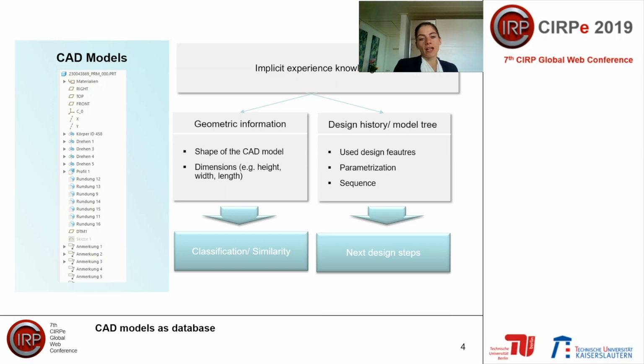And what are we going to do with this information? The geometric information we mainly use for classification tasks or similarity analysis in our approach, and the design history we want to use to propose really next design steps to the designer in the form of next features.